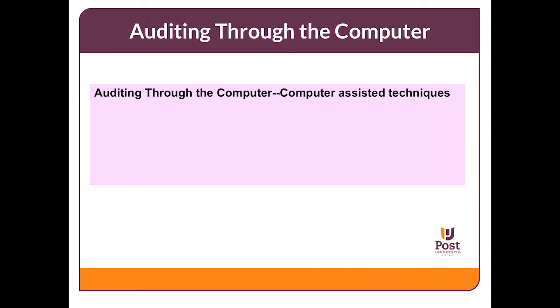Let's go through some techniques for auditing through the computer. Test data involves the auditor submitting dummy data into a system to ensure the system correctly processes the data. For example, a payroll system may be tested by submitting test data to ensure calculations are correct. The integrated test facility involves the creation of dummy ledgers and accounts to which test data can be sent to ensure it is processed accurately.